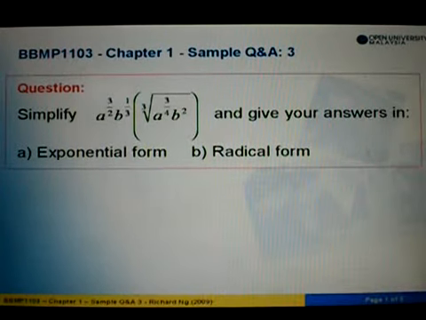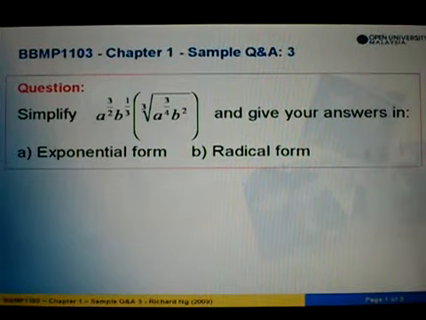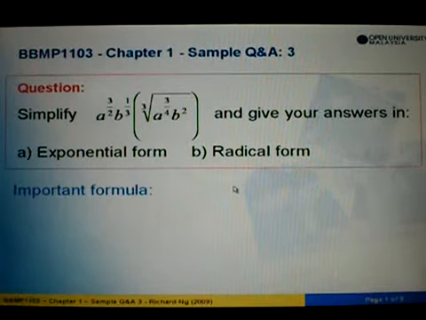In this video, I'm going to show you another example where the question asks us to simplify an expression and we are asked to give our answers in the form of exponential or radical. Okay, in order to answer this question, we have to know a few formulas here.